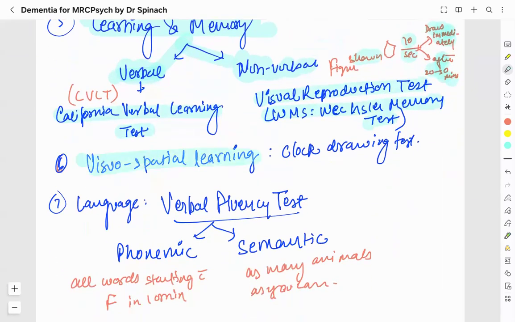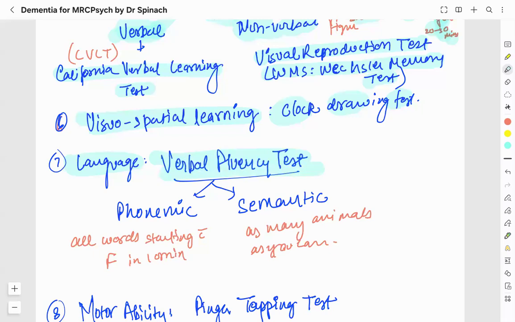Next is visual spatial learning, the Clock Drawing Test. Then we have language, that is the verbal fluency test. For visual spatial, you ask them to draw a clock with all the numbers in it, and set it to 11 hours 10 minutes. That means 11 is the hour and 10 is the minute. So this is what you're going to ask the patient to draw.